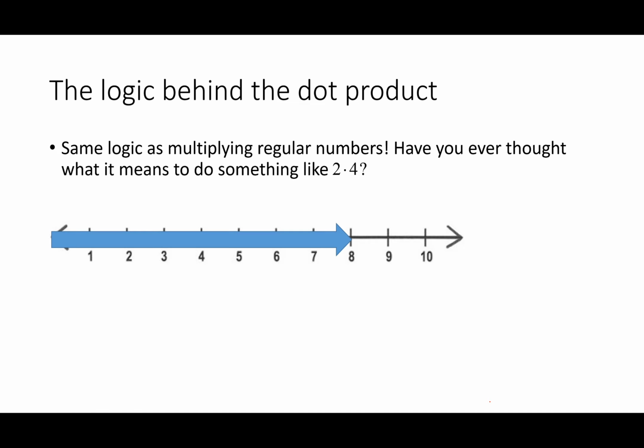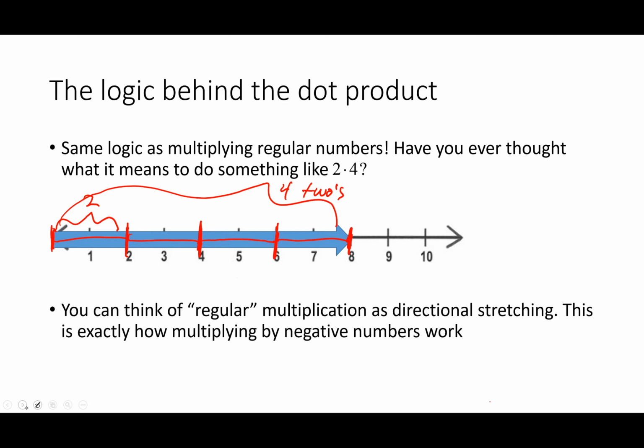You can see that this 8 is this idea of 2-ness, right? But you have 4 times as long. So this is the idea of 2-ness, and this is 4 2's. So I want you guys to understand what it means to multiply: you're stretching a number in one direction. I think I wrote that down there. Okay, yeah. So you can think of regular multiplication as directional stretching.